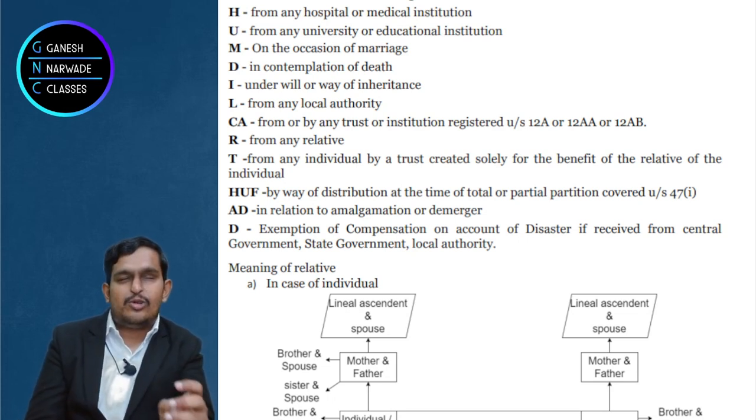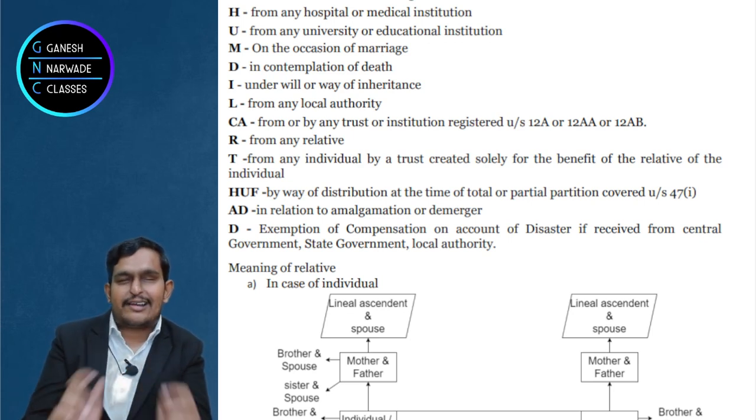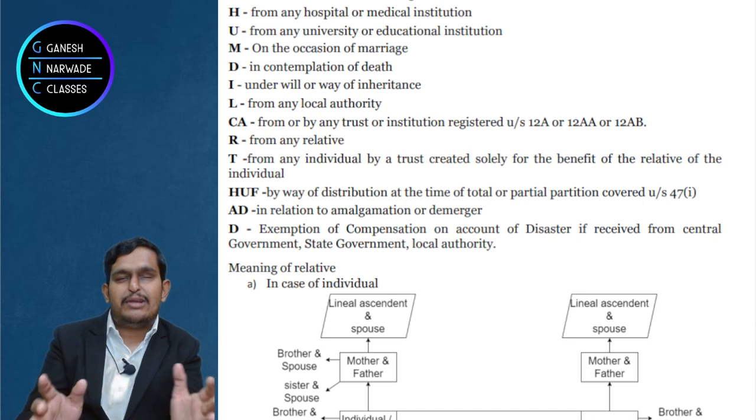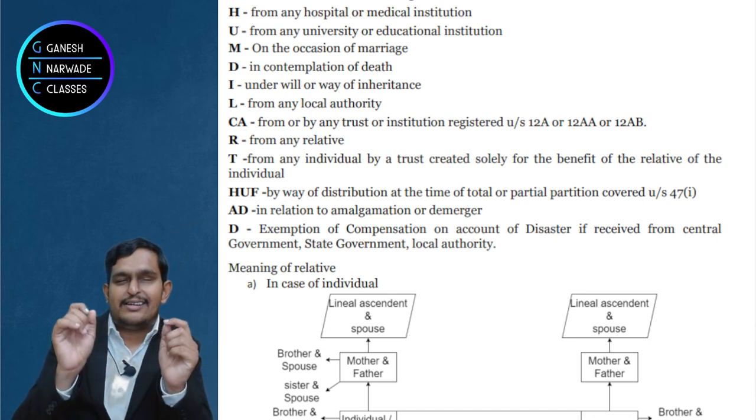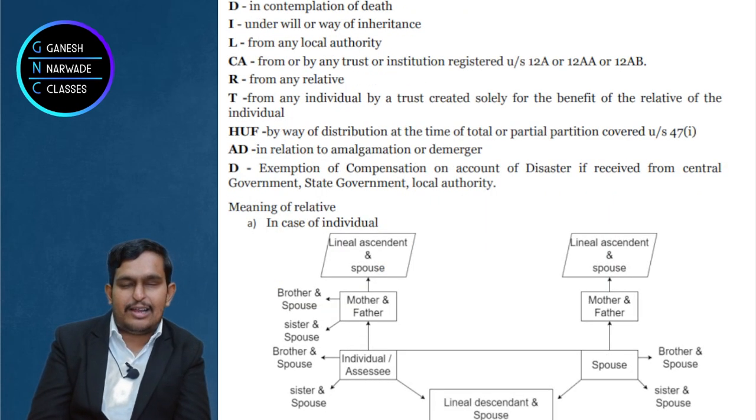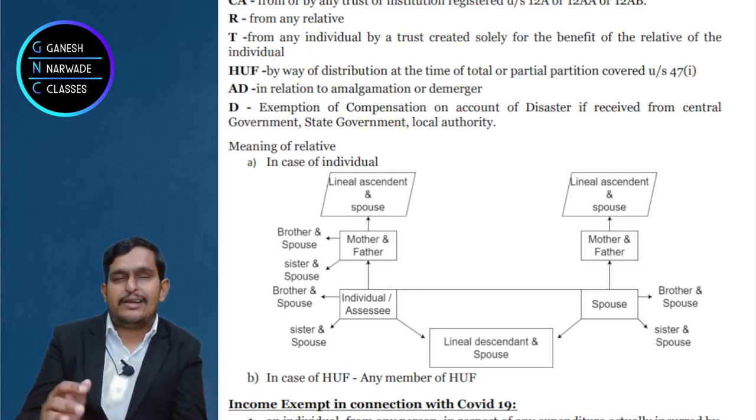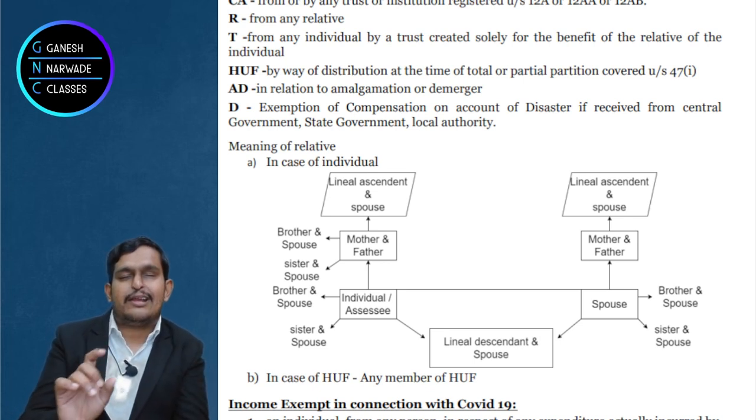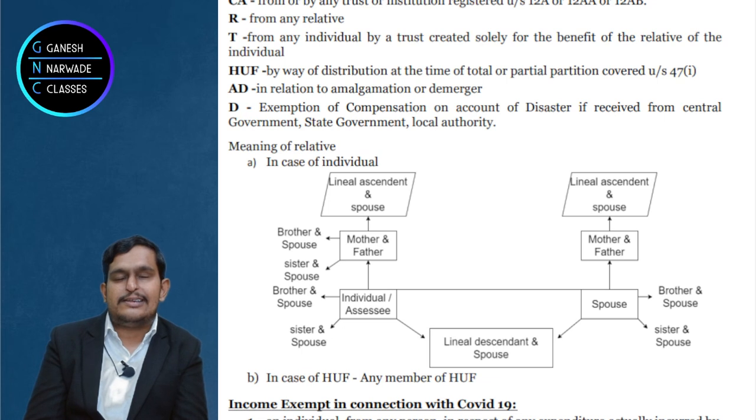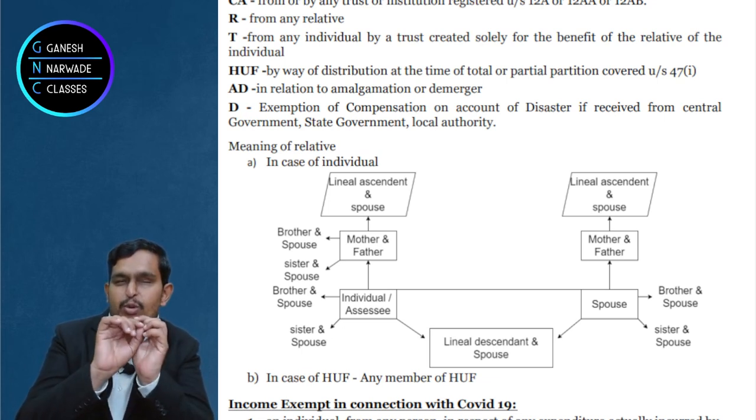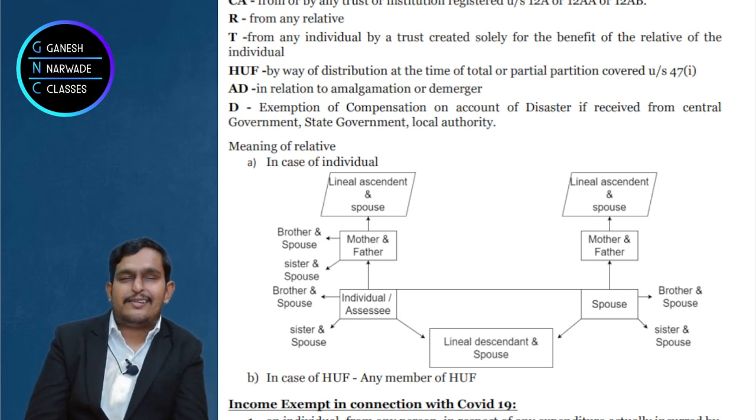Then HUF, Hindu undivided family giving gifts to its members or members giving to HUF. Right, we discussed this. All the family members of HUF are treated as relatives to HUF. That also you should remember. Then ADD, A for amalgamation, D for demerger, D for disaster. Disaster gift should be given compulsorily by central, state or local authority, that you should remember. With this we understood every provision in relation to taxation of gift. There should be no doubt in your mind.